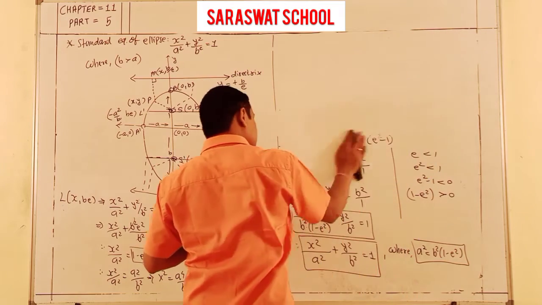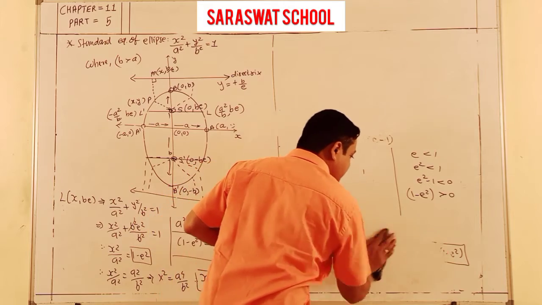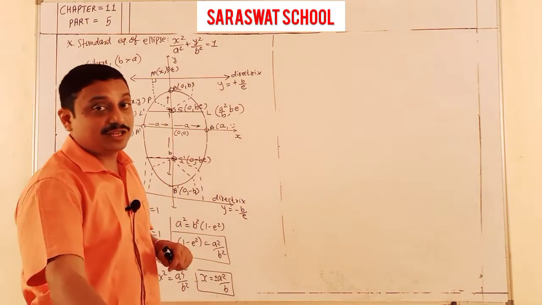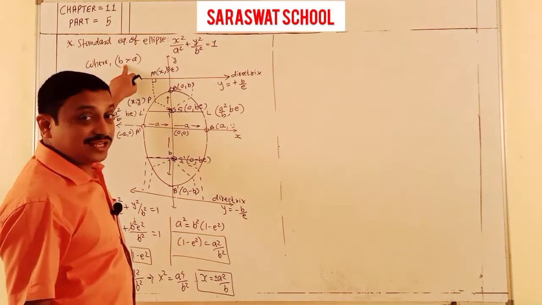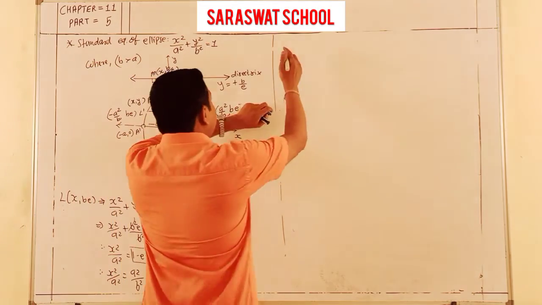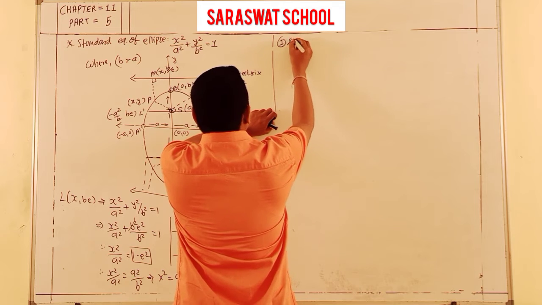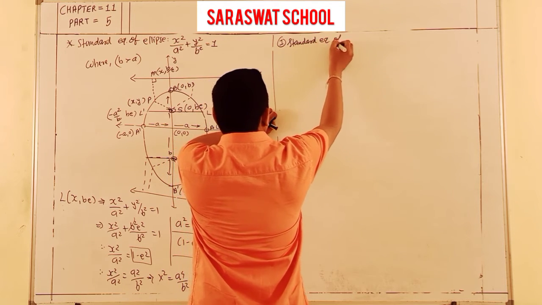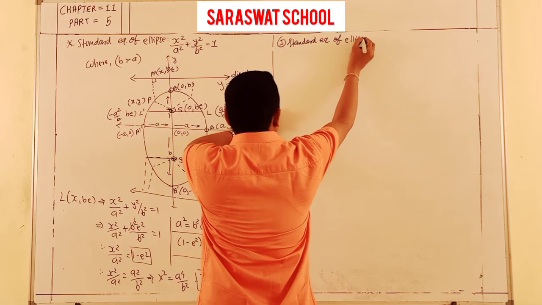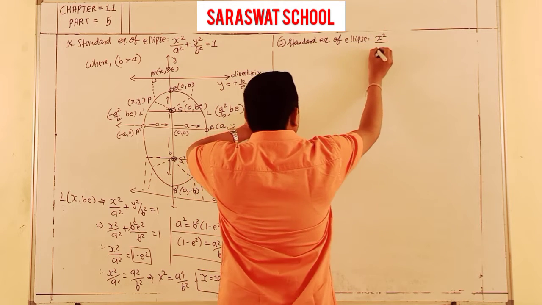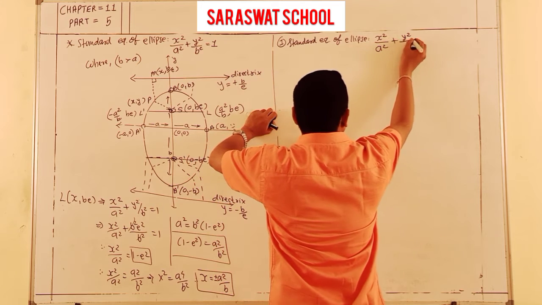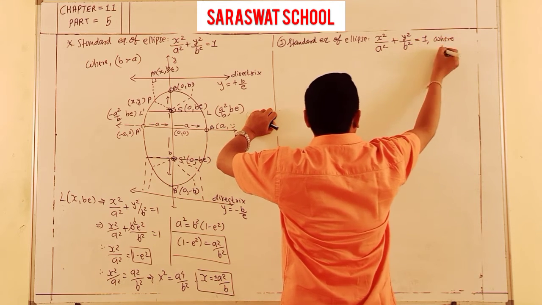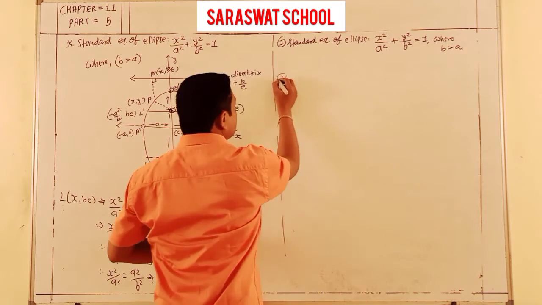And now students, I will show again the same nine points to relate it to our second type of ellipse. Only the change is the conditions: a more than b is the first case and b more than a is the second case. So we write down the first standard equation of ellipse: x square by a square plus y square by b square is equal to 1, where b more than a.